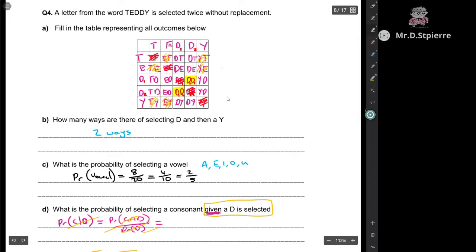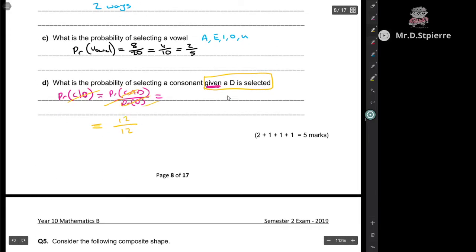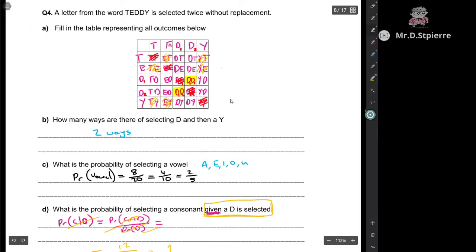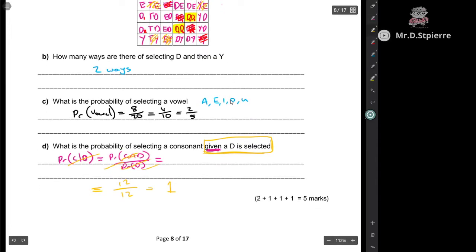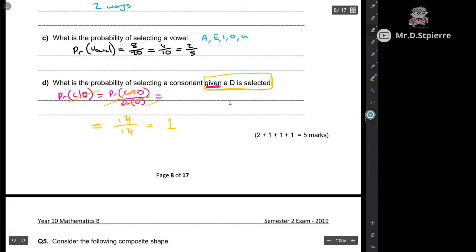Now how many of those have a consonant? Well, a D is a consonant, so that means every single one of them, because we have to have a D, already has a consonant in it. Doesn't matter what the other letter is, so it's actually 12 out of 12, so it's equal to 1. Because a D is being selected as one of the two letters, every single one's going to have a consonant. I miscounted, I forgot the double up of the D's, that's 14 on 14. But the answer comes out to be a 1.